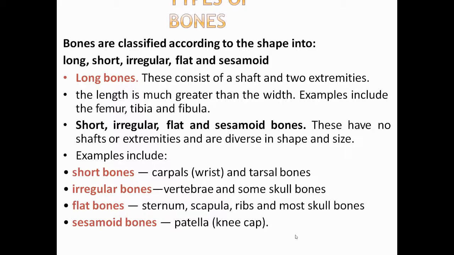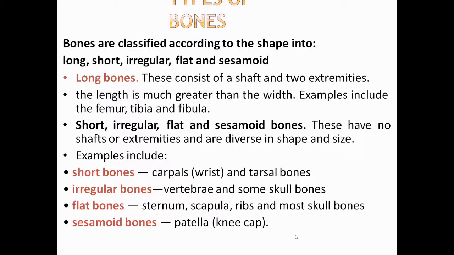Bones are classified according to shape. Now we will study the shape of the bone, which could be long, short, irregular, flat, and sesamoid bone. Long bones consist of a shaft and two extremities. The length is much greater than the width. Examples include the femur, tibia, and fibula.